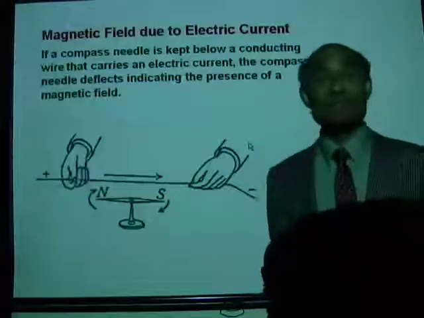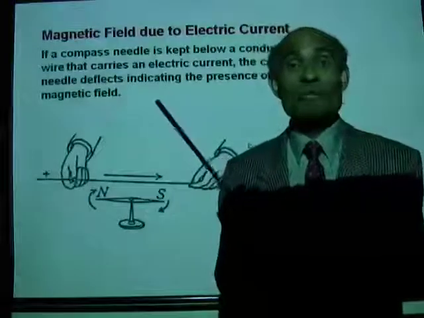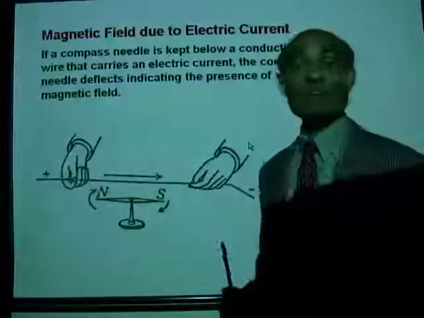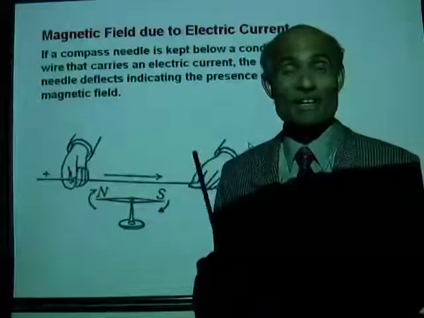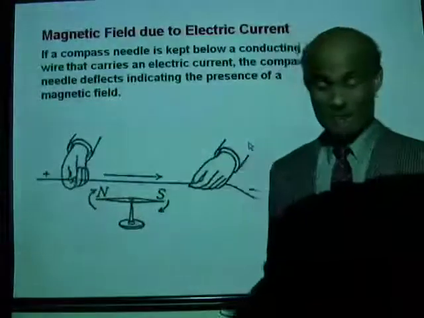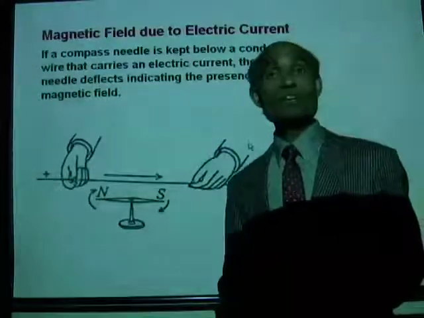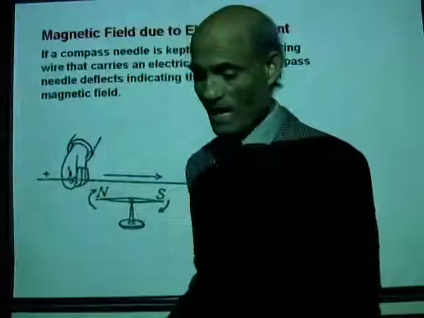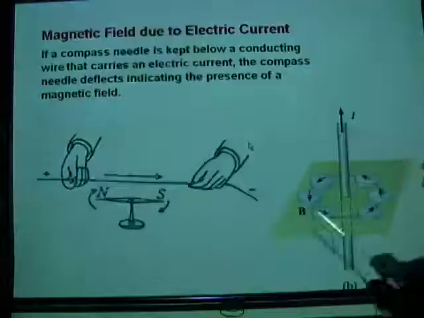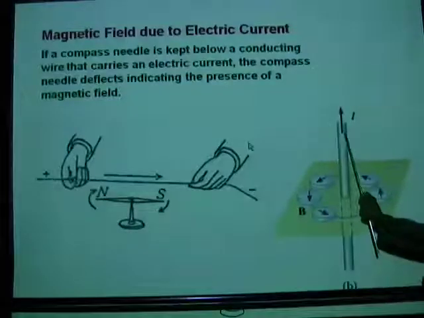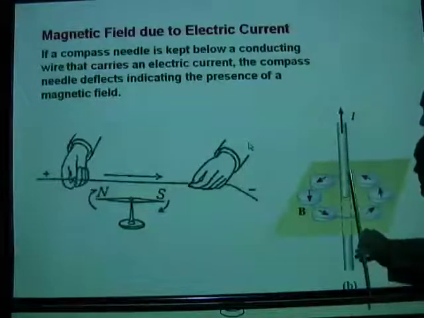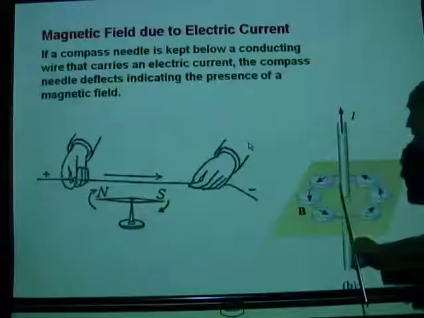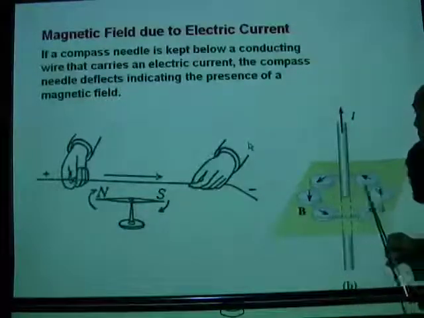Well, if there is a magnetic field, then we must talk about the direction of the magnetic field. Remember, magnetic field is a vector quantity. It has a direction and a magnitude. What is the direction of the magnetic field? That is our next concept. Now, this illustration actually gives a relation between the direction of current and the direction of the magnetic field.